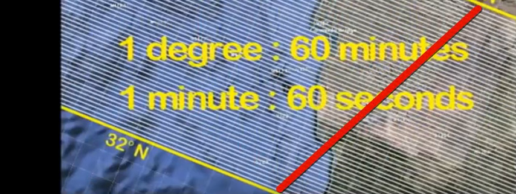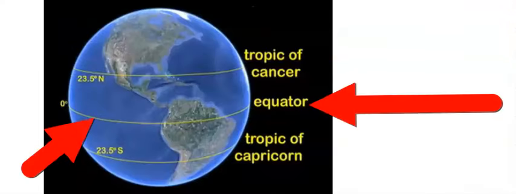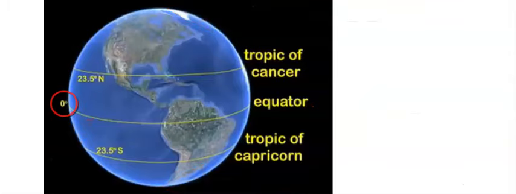Each degree is divided into smaller units called minutes. That is, 1 degree is equal to 60 minutes. Likewise, each minute is divided into 60 seconds. That is, 1 minute is equal to 60 seconds. The equator lies halfway between the north and the south poles, at 0 degrees.